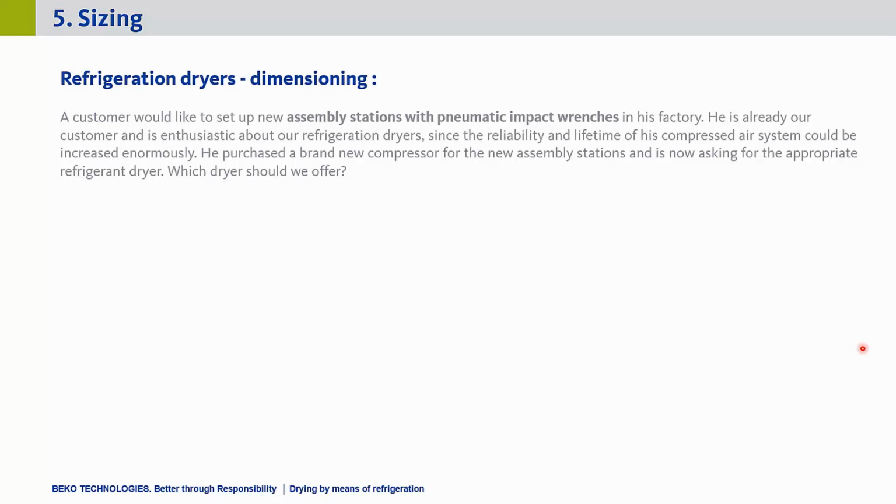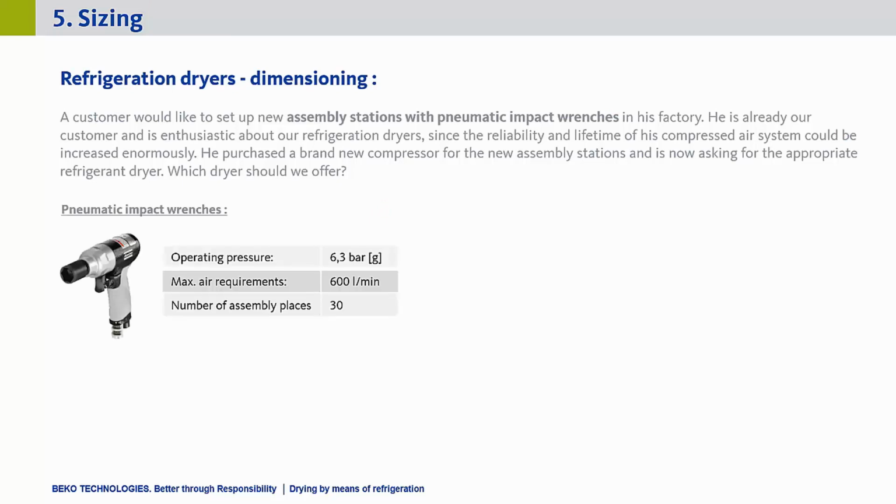This is just a task that we want to have a look about. Again, it says here we have assembly stations with pneumatic impact wrenches. So of course we need the data from these impact wrenches. We got these from the customer, which is an operating pressure of 6.3 bar, overpressure, and maximum air requirement per impact wrench, so for every one, is 600 liters per minute. Or if you more or less like to calculate it in cubic meters per hour, like we do in Germany normally, this would be 36 cubic meters per hour.